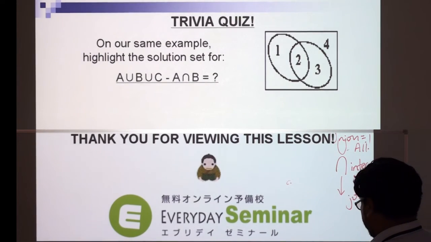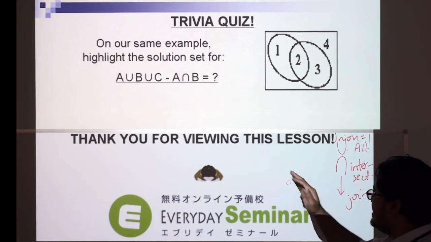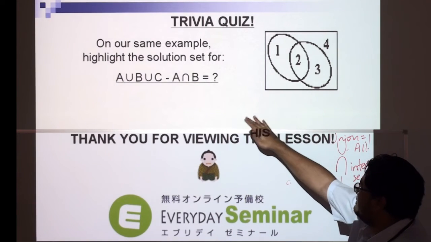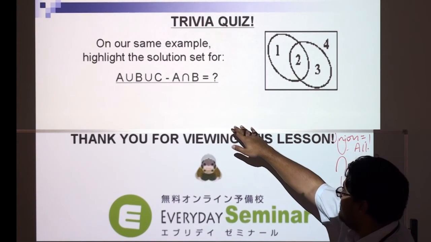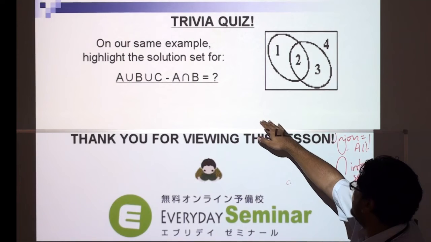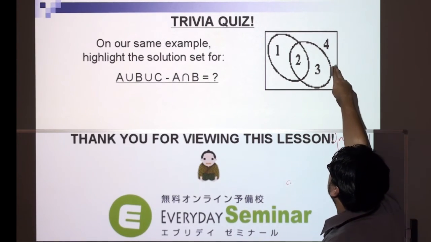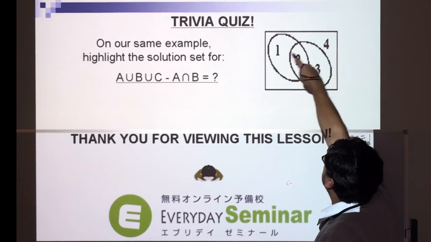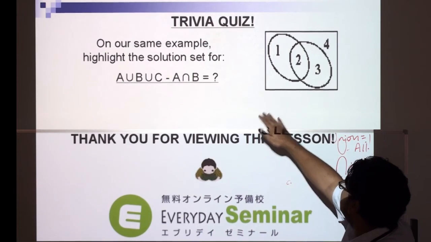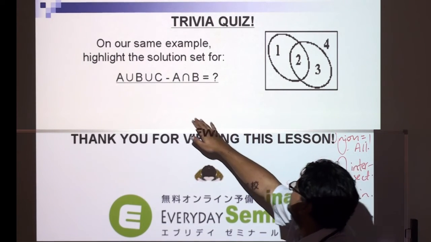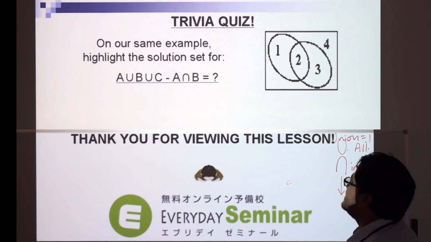Now, here's our homework. On the same example that we just did, highlight the solution set for A union B union C minus A intersect B. Remember, that's A, that's B, and just outside these circles, inside the box, is C. So what would be the solution set if we were to highlight the solution set for A union B union C minus A intersect B?